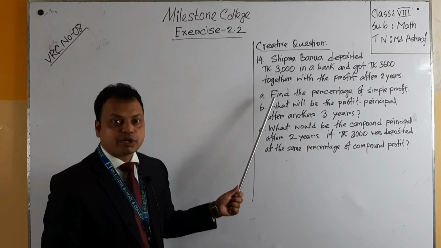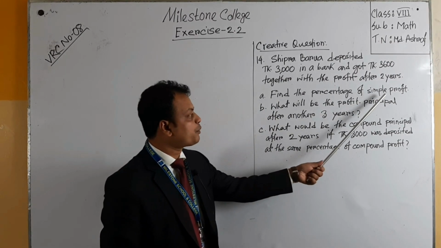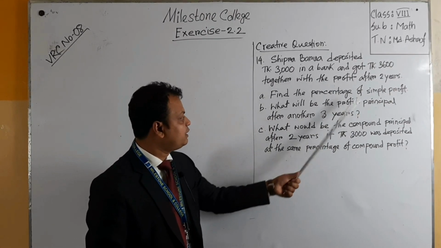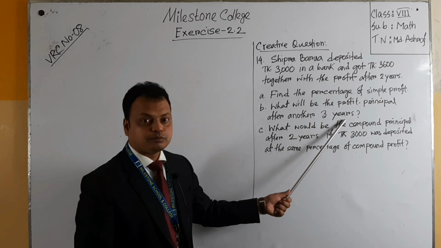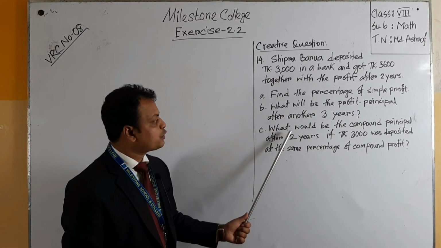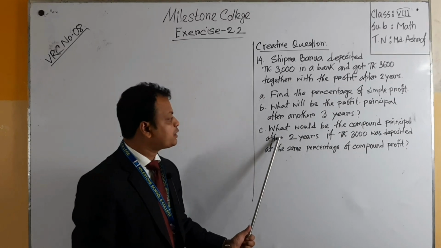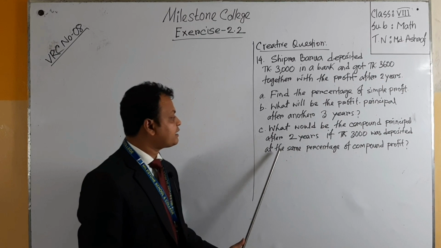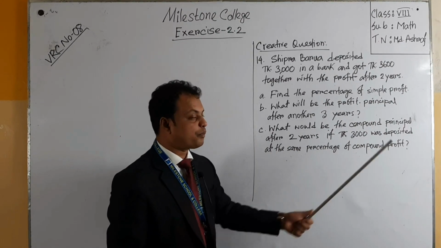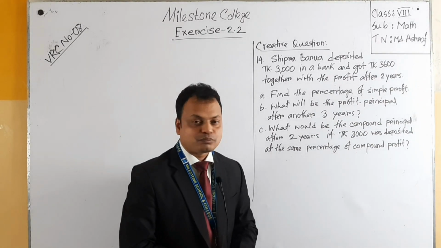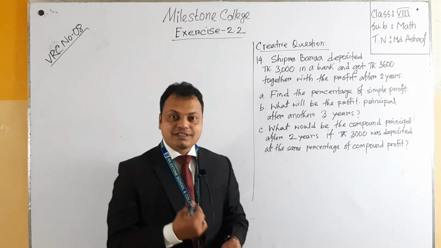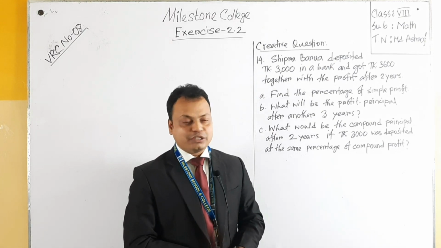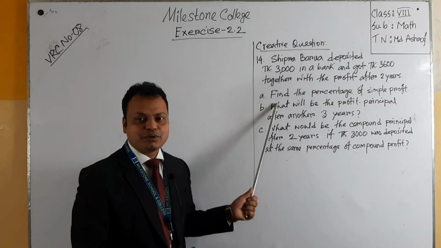So what is question A? Find the percentage of simple profit. Question B is: what will be the profit principal after another 3 years? And question C is: what would be the compound principal after 2 years if taka 3,000 was deposited at the same percentage of compound profit? So this is the creative question. Don't think it's tough, it's very easy, you can solve. Solve one by one. Don't think about B and C, just think about A.